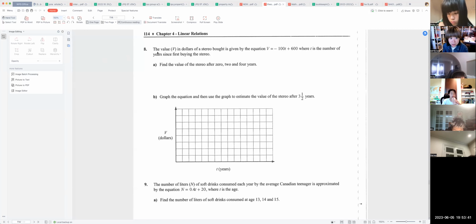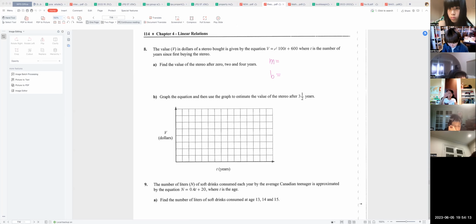Okay, so let's take a look at this one. The value V in dollars of a cereal bought is given by the equation V equals negative 100t plus 600. If you see something like that, you maybe don't have the feeling, but if I replaced it, y equals negative 100x plus 600, don't you feel like it's the linear relation we're learning, right? Can you tell me what is m and what is b for these two questions?